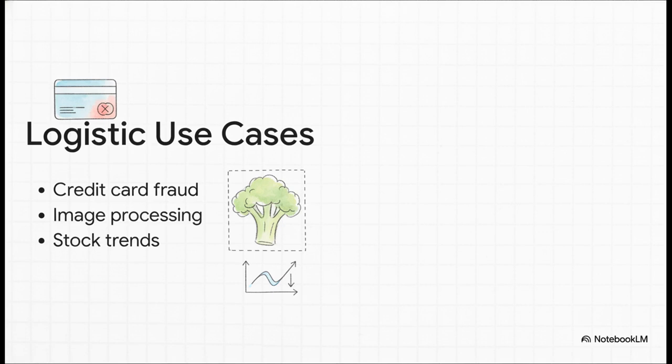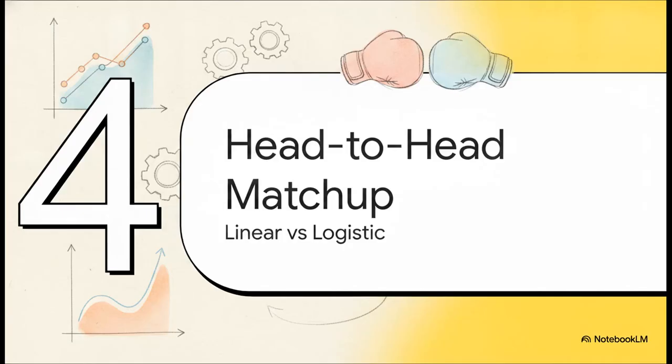It's the same logic used in image processing, like asking, is this a picture of broccoli, true or false? Or in stock trading, simply classifying whether a trend is pointing upward or downward. Section 4. The head-to-head matchup.